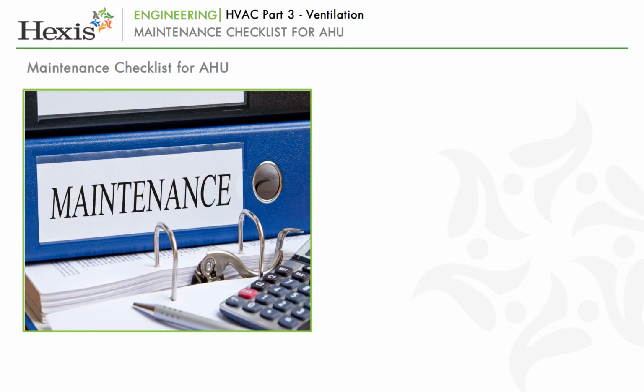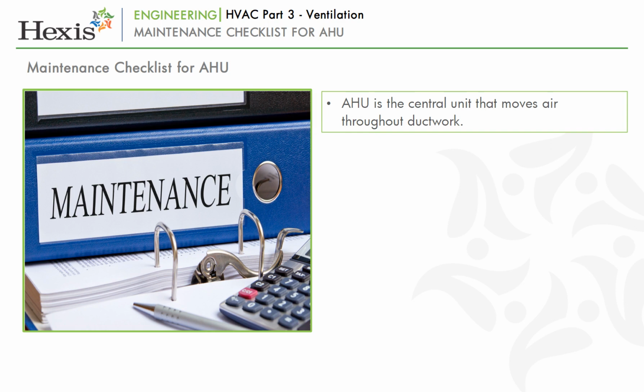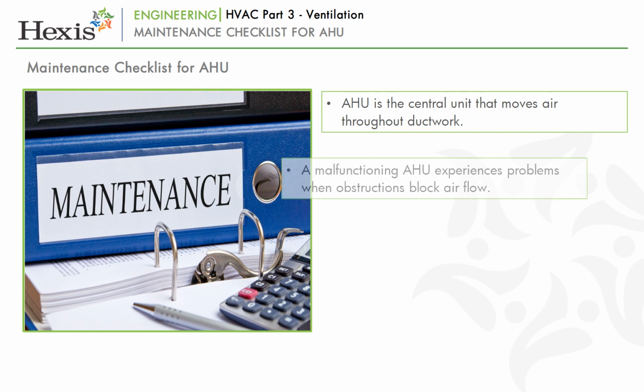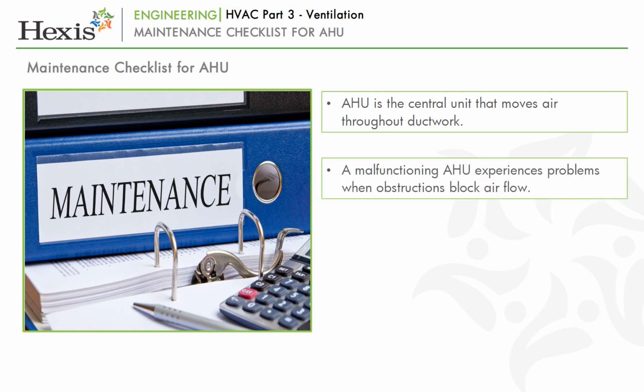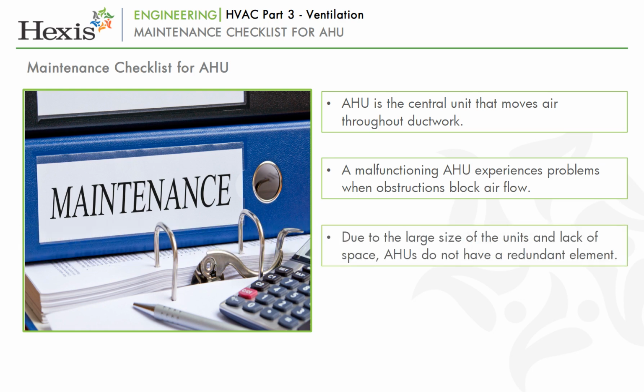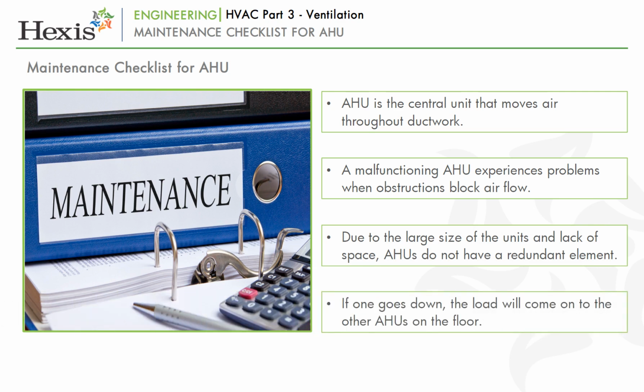Now, let's have a look at the maintenance checklist of AHUs. Maintaining the air handling unit, AHU, is crucial to the HVAC system's functionality. The heating and air conditioning system's air handling unit is the central unit that moves air throughout ductwork. A malfunctioning air handling unit usually experiences problems when certain obstructions are blocking airflow. Due to the large size of the units and lack of space, the AHUs do not have a redundant element, and hence, if one goes down, the load will come onto the other AHUs on the floor.